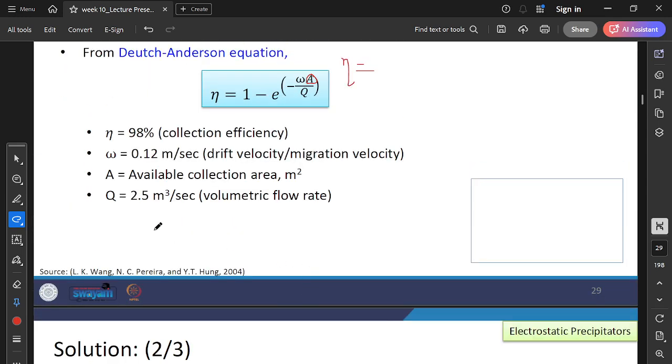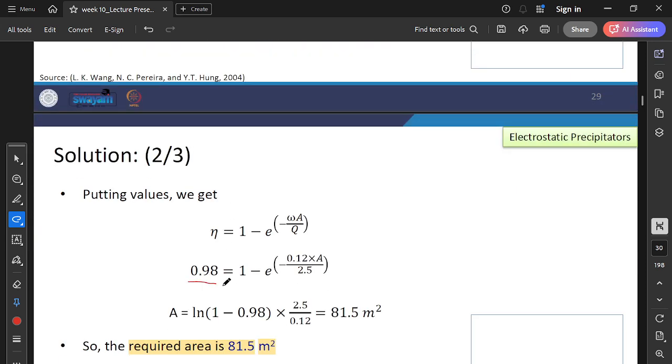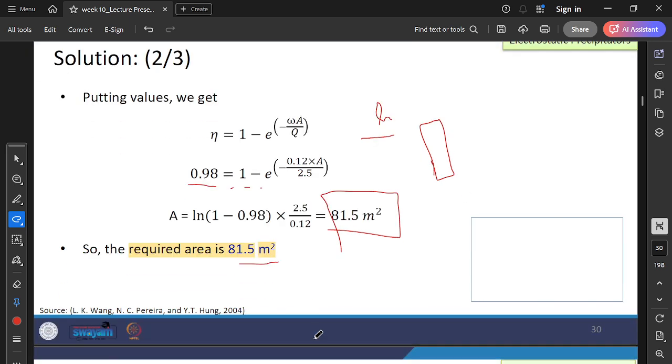So Q is 2.5 meter cube per second. Omega is given, 98% is given. So 0.98 equals 1 minus e power minus 0.12 into A by 2.5. Subtract this, and then take ln on both sides. The e will go off, and the minus 0.12 over 2.5 will come down, and minus minus will get cancelled, and you will get the total area of the plates for getting 98% efficiency. So that's the required area, 81.5.